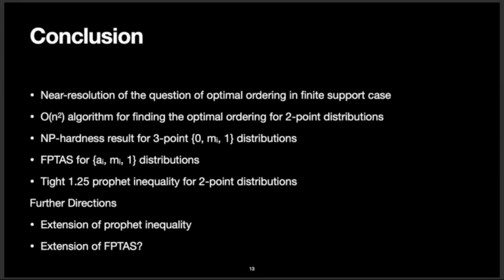And for further directions, here are 2 potential further directions. Is there a way to extend this profit inequality? And also, is there a way to extend the FPTAS? So here we have an FPTAS for these 3-point distributions. Is there a way to extend that or show that it's not possible?